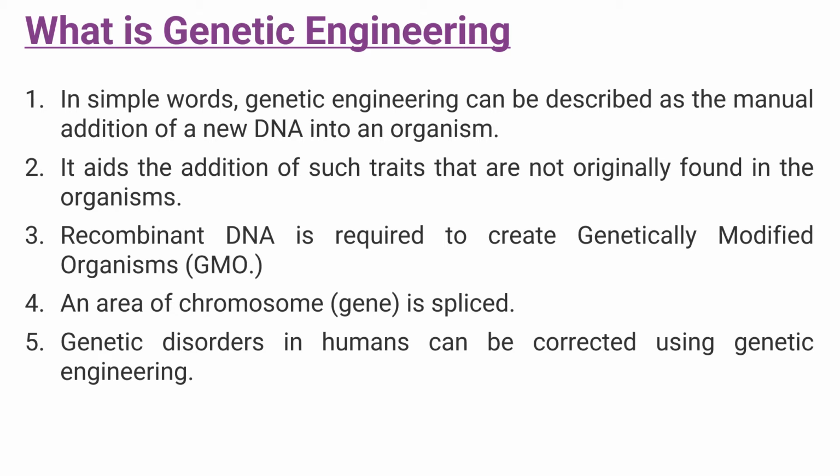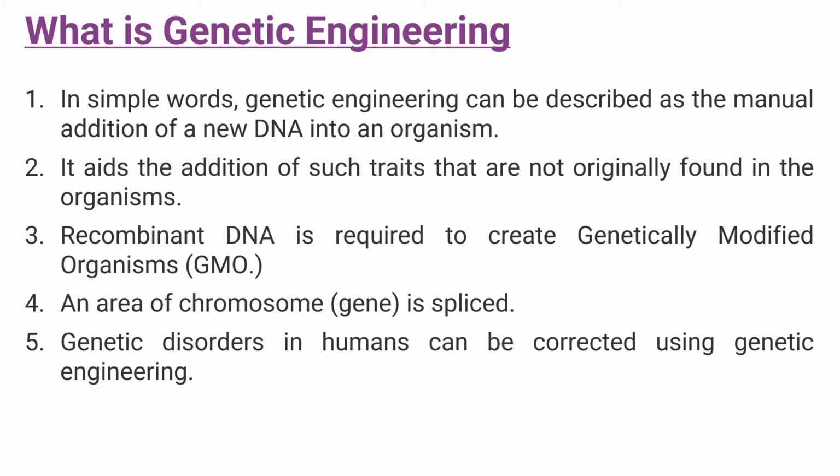For example, there is a tobacco variety which does not have any kind of disease resistance, but there is another variety of tobacco which has that particular trait. So how to transfer this trait from the wild variety into a newly discovered variety is just by isolating the gene which is responsible for disease resistance, and then inserting that particular gene into the new variety. So that's how it aids the addition of such traits that are not originally found in the organism.